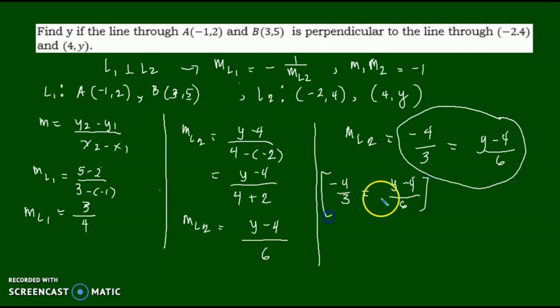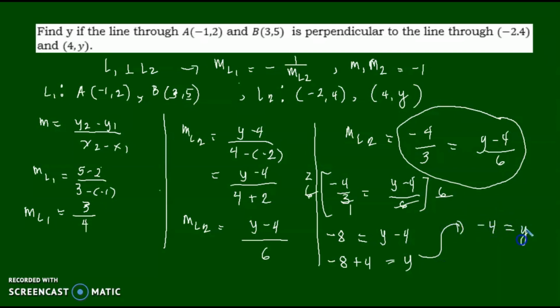So again, multiply the whole equation by the LCD, which is 6. So 6 times -4/3, so cancel 6 and 3. So 6 becomes 2. This one becomes 1. Then multiply 2 and -4. So the product is equal to -8. Then equals, so in here cancel 6. So that one equals y minus 4. Then add 4 on both sides. So that one is negative 8 plus 4 is equal to y. So negative 8 plus 4 is equal to negative 4, which is equal to y. So therefore, the value of y is negative 4.